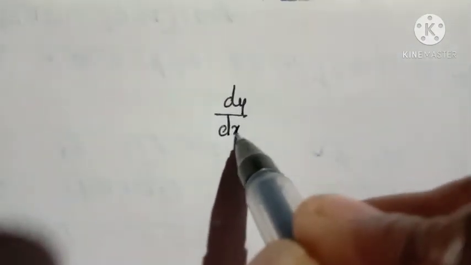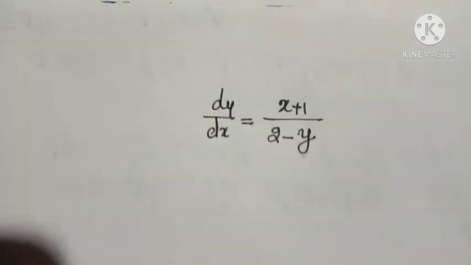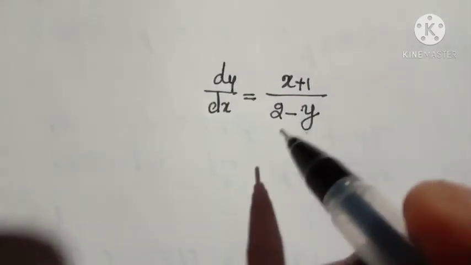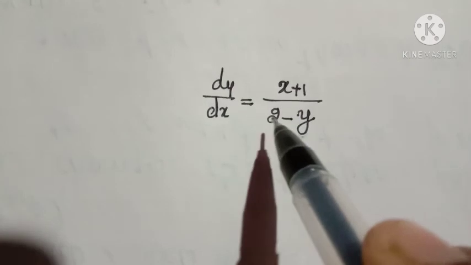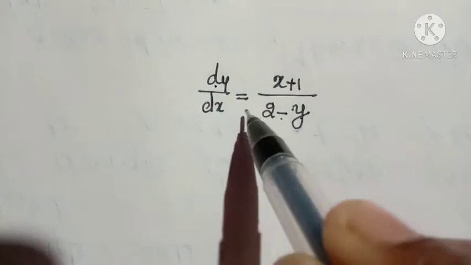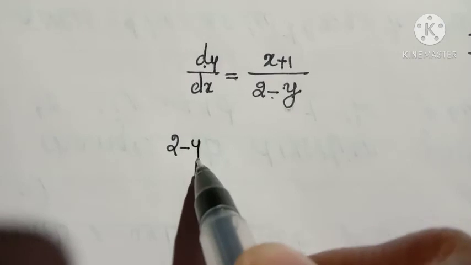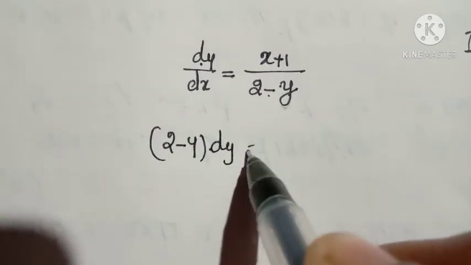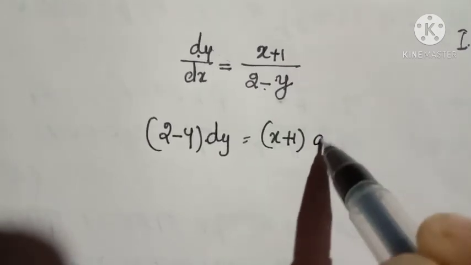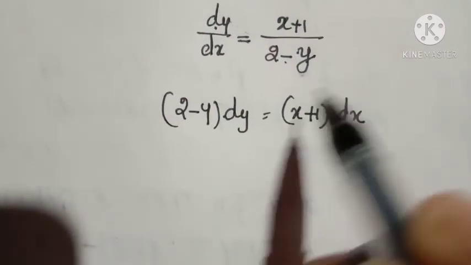dy by dx is equal to (x plus 1) by (2 minus y). So we need to find its solution by the variable separable method. First we need to separate the variables. So take this 2 minus y to dy and dx to x plus 1. So this becomes (2 minus y) dy equals (x plus 1) dx. Take cross multiplication. Then you can see that it is in the form of variable separable. All y variables together, x variables on the other side.